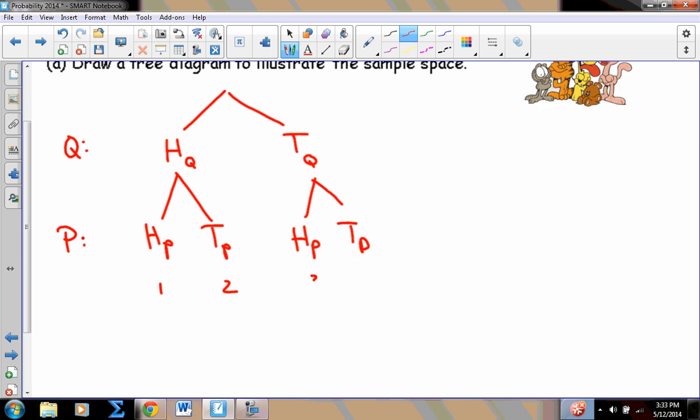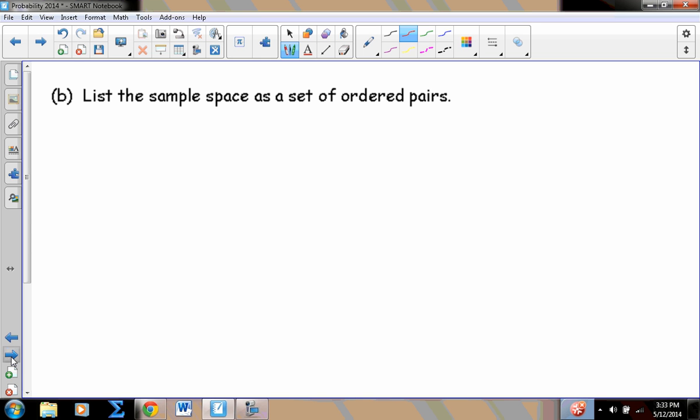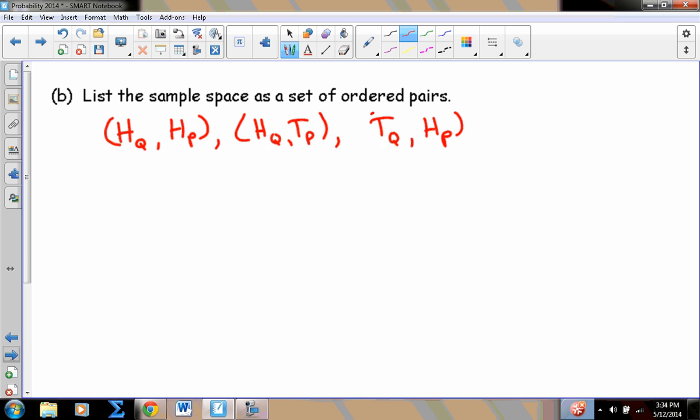1, 2, 3, 4. They want me to list it anyhow. I could get a head on the quarter, followed by a head on the penny. I could get a head on the quarter, followed by a tail on the penny. I could get a tail on the quarter, followed by a head on the penny. I could get a tail on the quarter, followed by a tail on the penny. And I think I've got my 4 outcomes, right?